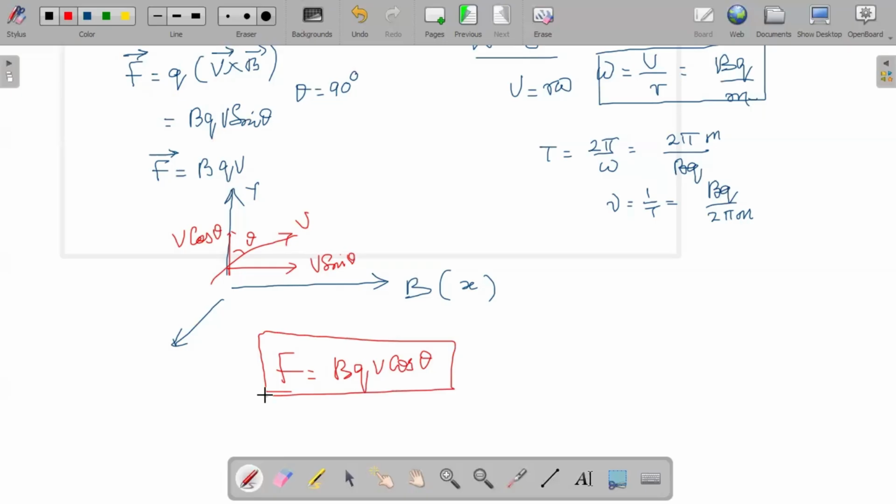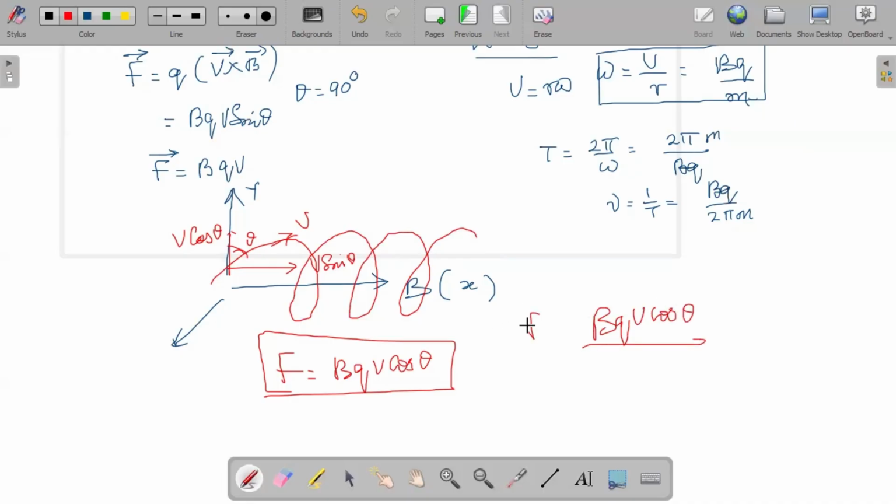If the velocity of the particle is perpendicular to the magnetic field, it tends to move in a circle. But here it goes at an angle theta, so the charged particle does not move in a circle. Instead of that, it goes in spiral paths. The force acting, BQV cos theta, provides the centripetal force, which is equal to mv squared by r. We put that.